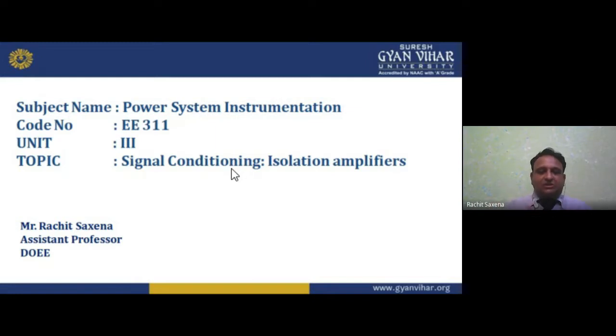Now, in this lecture, I want to teach you about isolation amplifiers. How many types of isolation amplifier we have, how they work, where we are using them, applications, and what are the advantages. Because if advantages are more, that is why we are using it. If disadvantages are more, then why would we use it? If merits are more, then it is feasible or good for us to use it. But if the demerits are more, then it is not feasible or good to use it. Okay, I hope you understand.